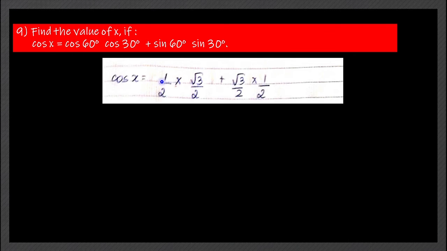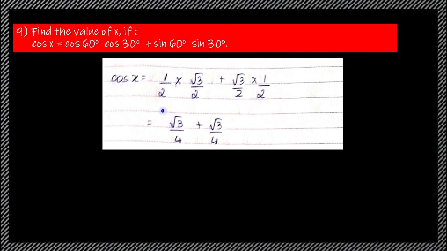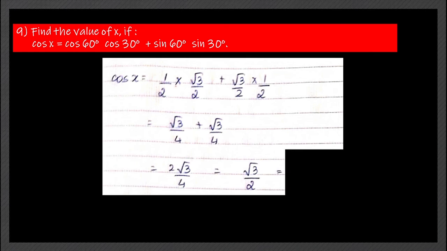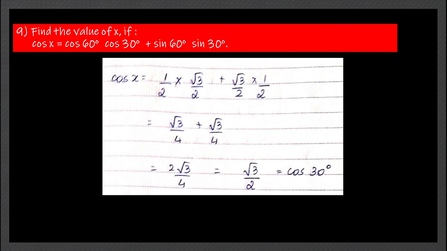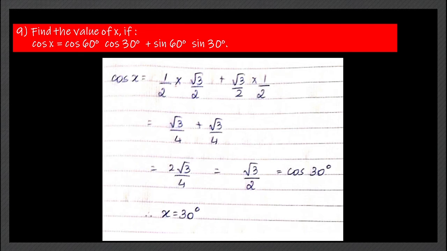Cos 60 is nothing but 1 by 2, cos 30 is root 3 by 2, and then sin 60 is root 3 by 2 and sin 30 is 1 by 2. Totally we will be getting root 3 by 4 plus root 3 by 4, 2 root 3 by 4, which is equal to root 3 by 2. Root 3 by 2 is nothing but cos 30 degrees. So cos x is equal to cos 30 degrees. So x will be 30 degrees.